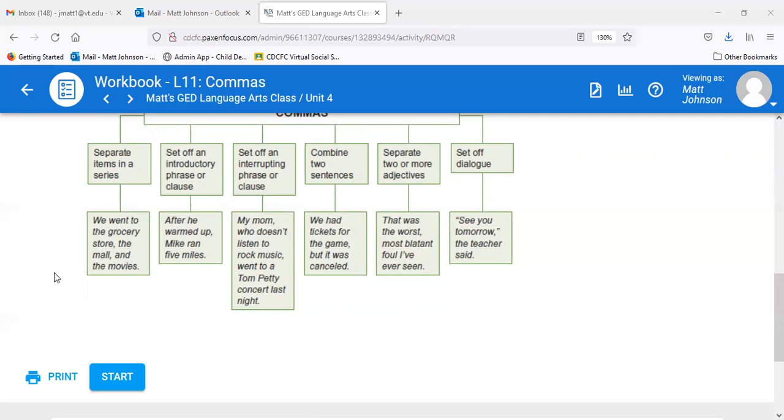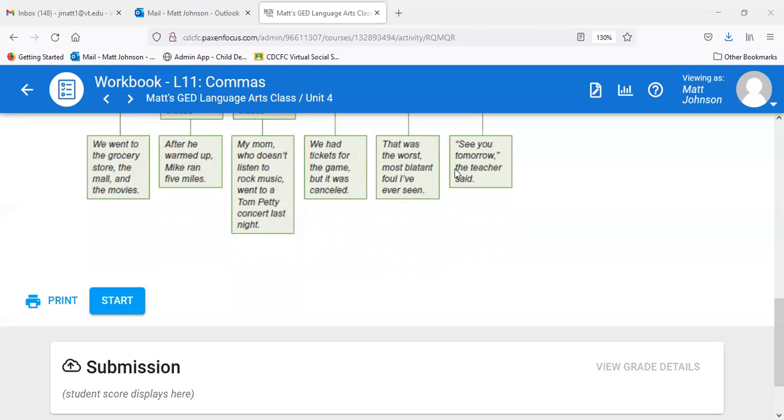And then we set off dialogue. See you tomorrow, comma, the teacher said. Anytime we use quotations and we're setting off something that somebody is actually saying, we're going to use a comma to either introduce it or at the end. Whichever. If we had said the teacher said in front of the quote, we would say the teacher said, comma, see you tomorrow. In this case, it's at the end. All right.